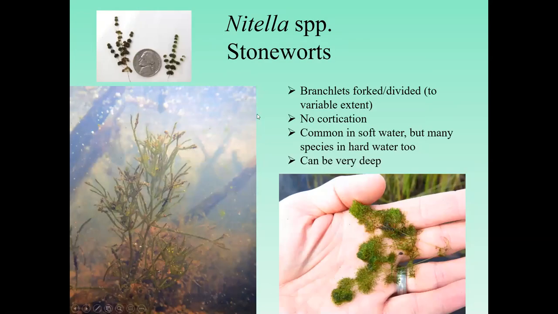Okay, and then we have Nitella, which is another group within this family that does have branchlets that are forked at the end. You can see that in the underwater photo on the left. You can sort of see it on the right photo, although they're so densely branched that it's hard to pick out any individual branchlet there. These do not have any cortication. They are completely smooth and green on all species within the Nitella group.